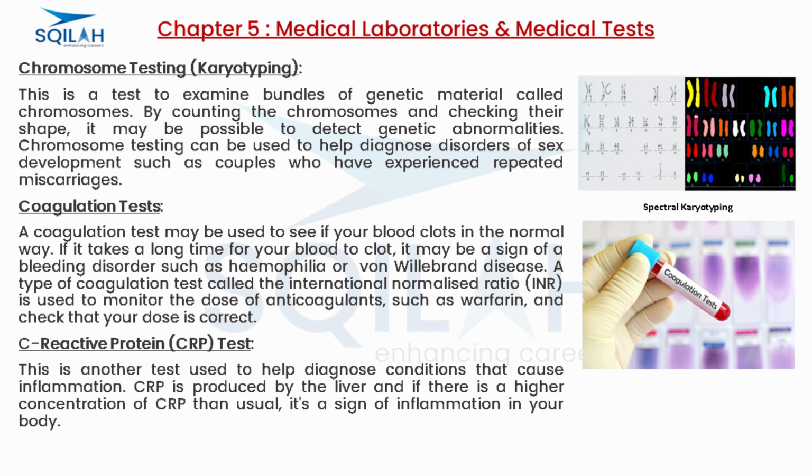C-reactive protein, CRP, test. This is another test used to help diagnose conditions that cause inflammation. CRP is produced by the liver, and if there is a higher concentration of CRP than usual, it's a sign of inflammation in your body.